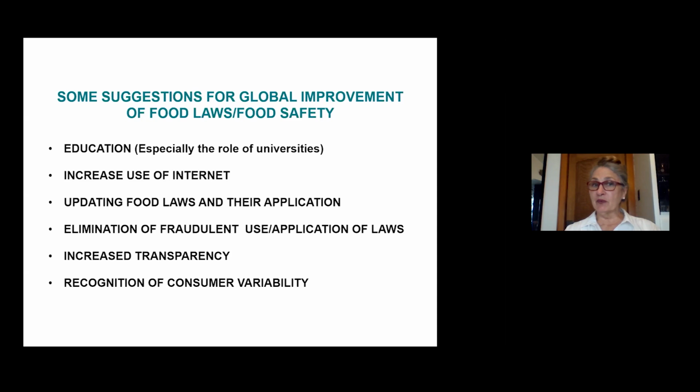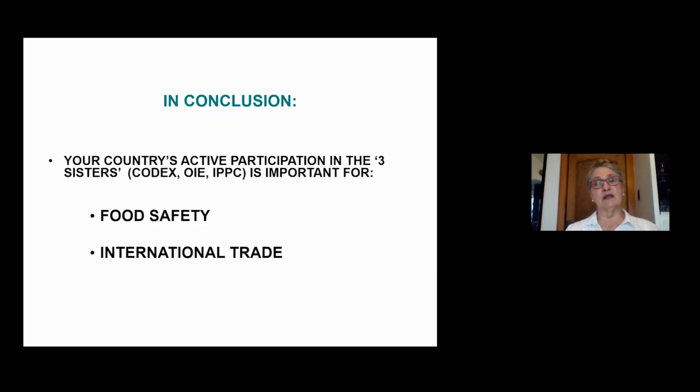So some of the suggestions for improving that are with education, increased use of the internet. And I know some places that is difficult because of electricity or internet capacity. We need to update food laws and their application. We need to help with the elimination of fraudulent use and the application of those laws, increase transparency, and the recognition of consumer variability. Each of our countries have food that is important to us and to our consumers. So there are variabilities in all of our rules and regulations for the food that our consumers want to eat.